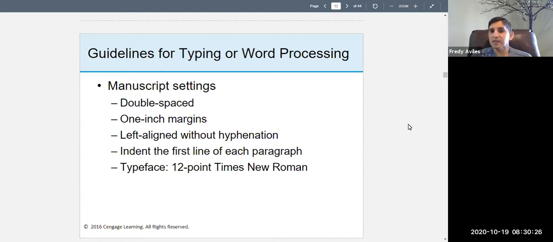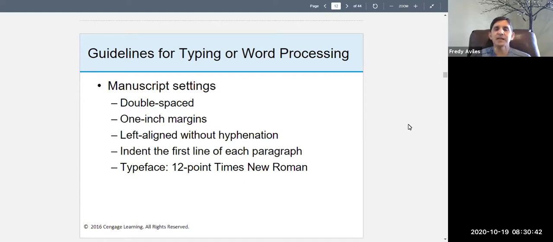It has to be left aligned with hyphenation. That means that when you write a paragraph, it's aligned on the left, and then you go toward the right. And if it ends before the margin, it's okay. There's a little space left there.